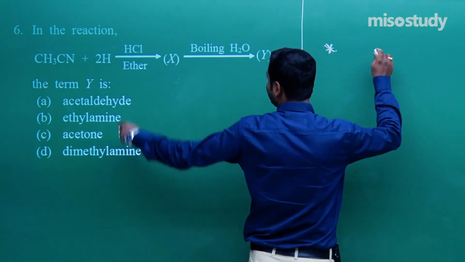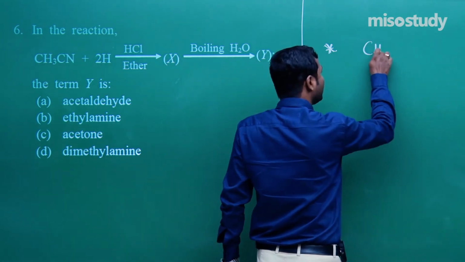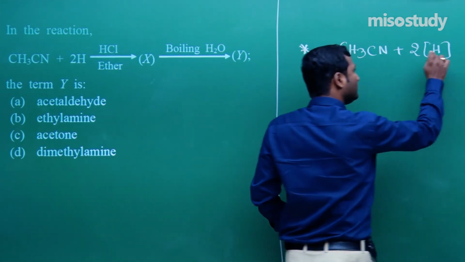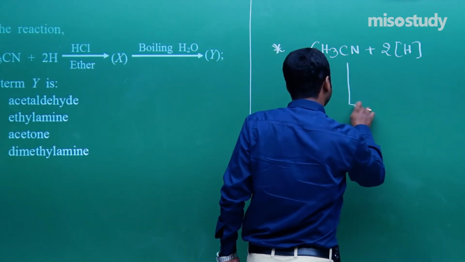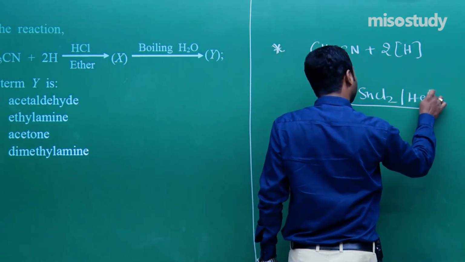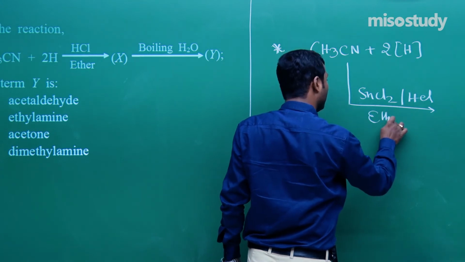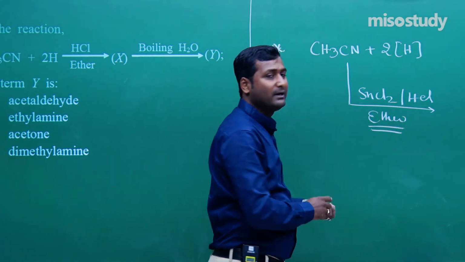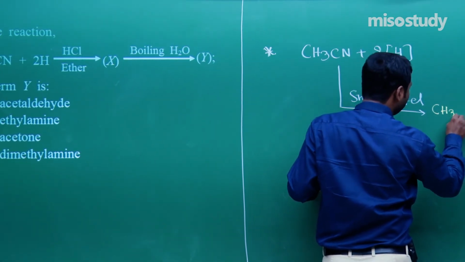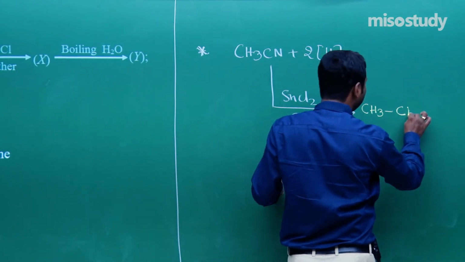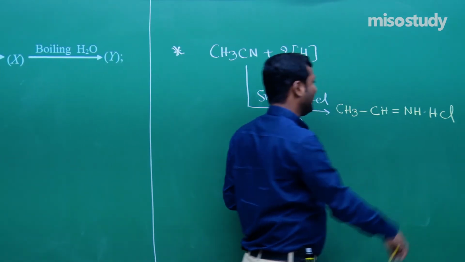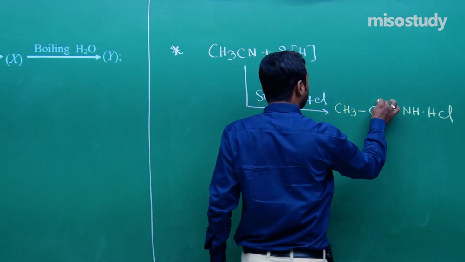Given here is cyanide, CH3CN, on reduction. Okay, sir? Yes, it is on reduction, in the presence of SnCl2 and HCl. Do you remember this? You can write in the presence of ether. Then what will happen? An addition takes place and an intermediate product is formed, that is CH3CH double bond NH into HCl. Clear to you? Now what will happen?